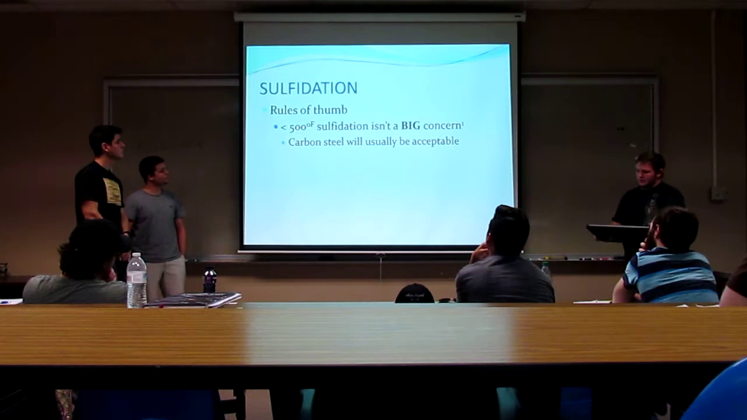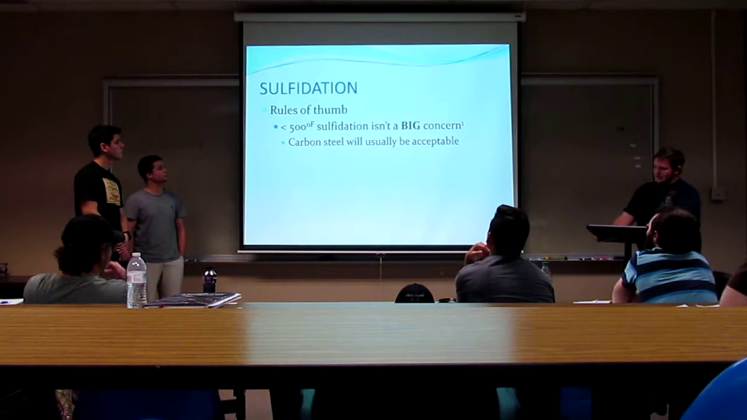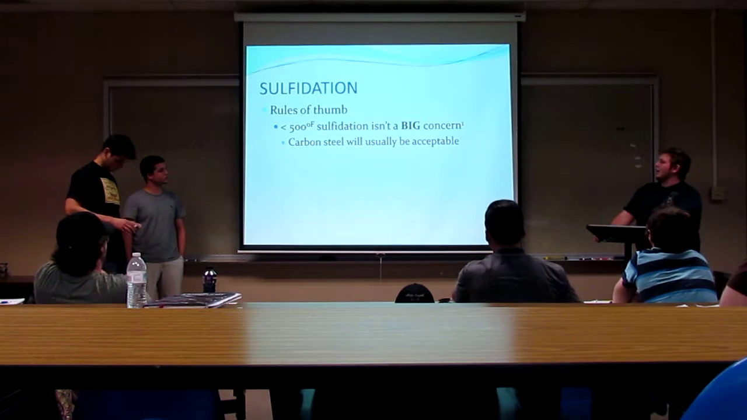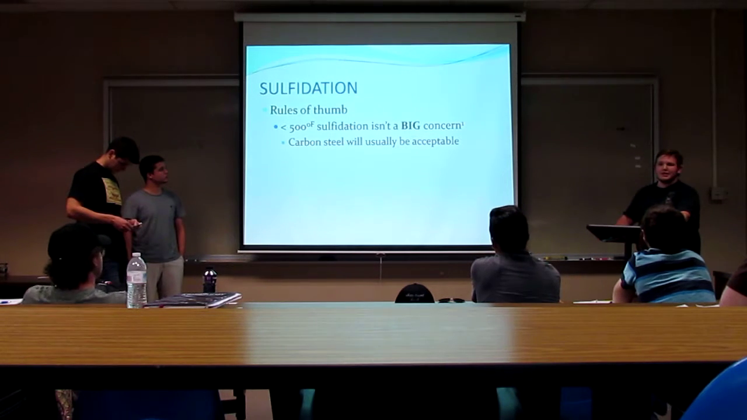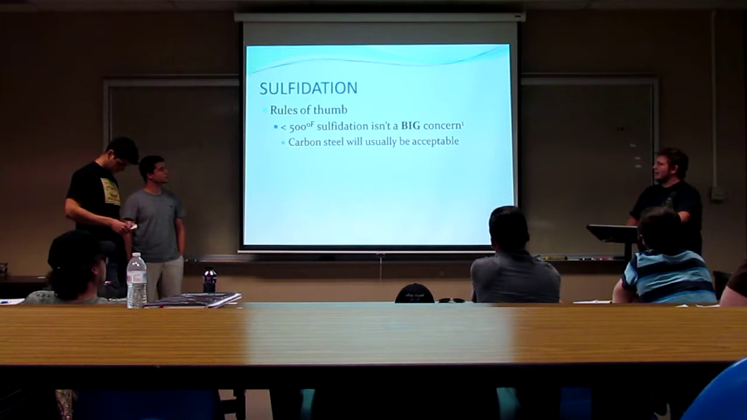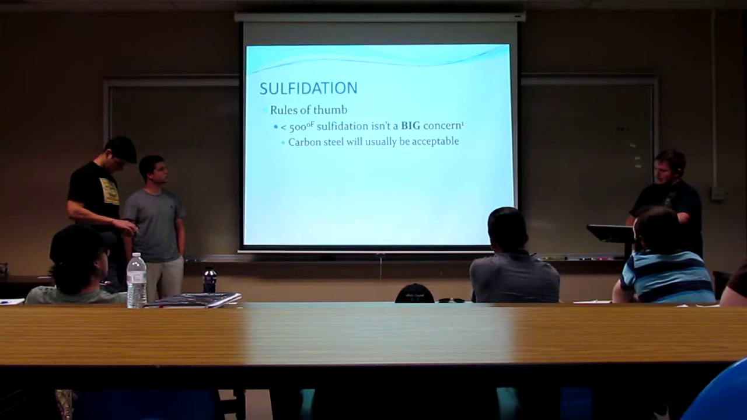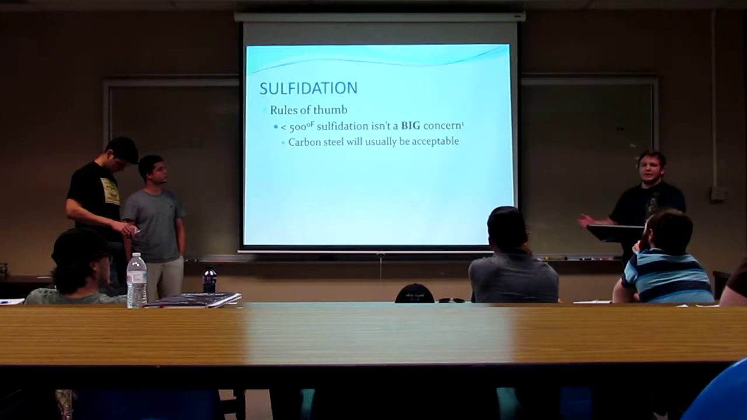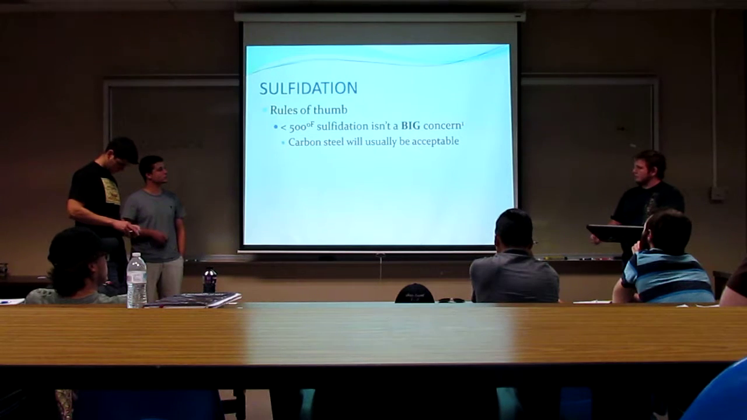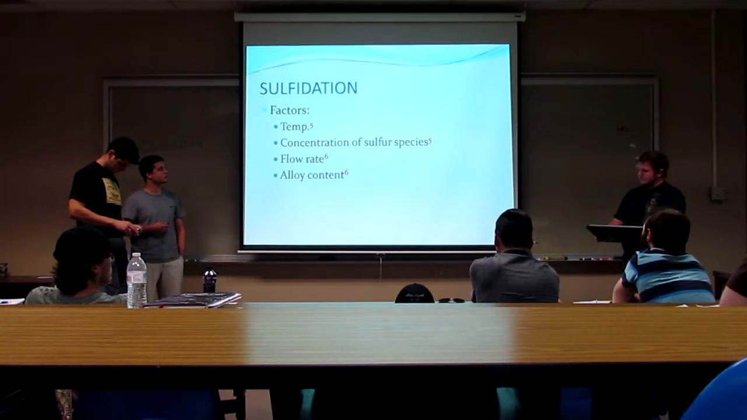Some of the general rules of thumb for sulfidation: anything under 500 degrees Fahrenheit is not a big concern. Now, however, it still is a concern. It still needs to be monitored, but it's less likely to have effect under 500 degrees. And carbon steel will usually be acceptable if it is under 500 degrees. It will usually be generally accepted to fight it.